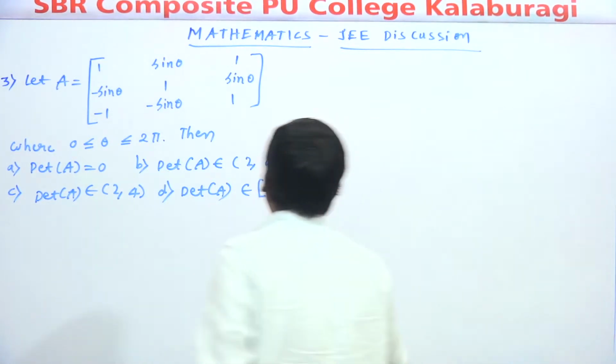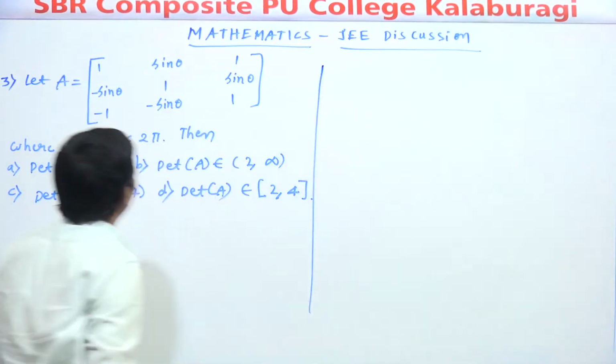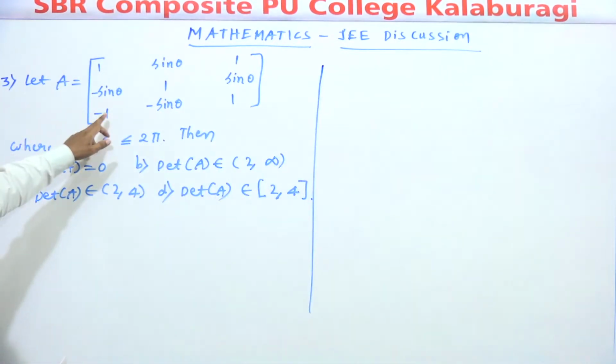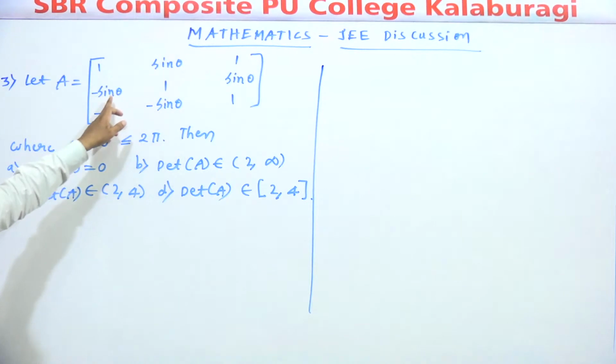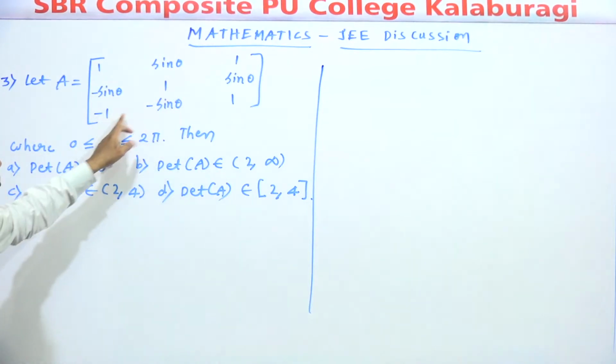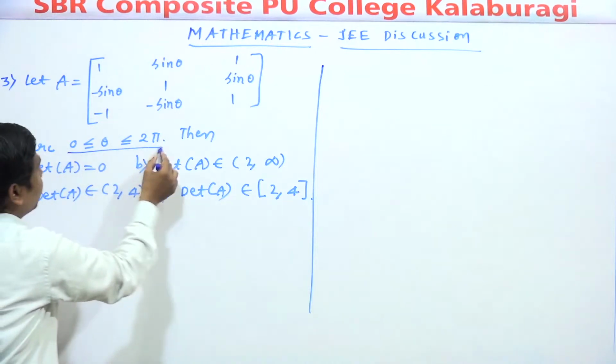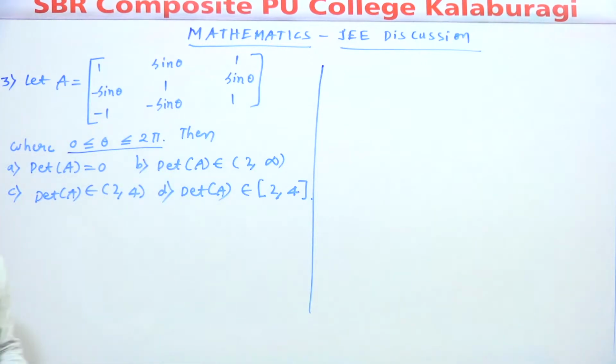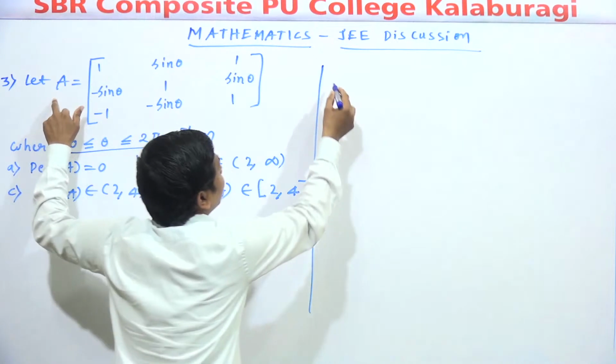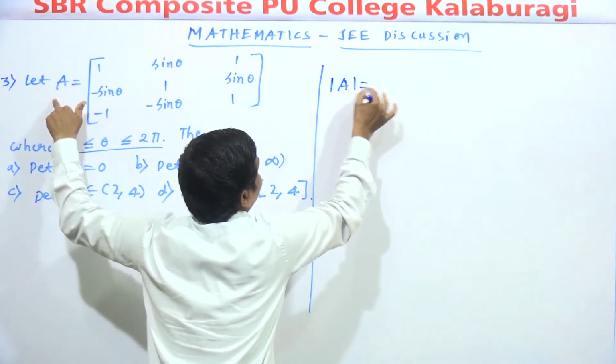Okay, this is the determinant of A, right? Let A be the matrix with rows 1, sin theta, 1; minus sin theta, 1, sin theta; minus 1, minus sin theta, 1, where theta lies from 0 to 2 pi. Then what is the value of the determinant of A?